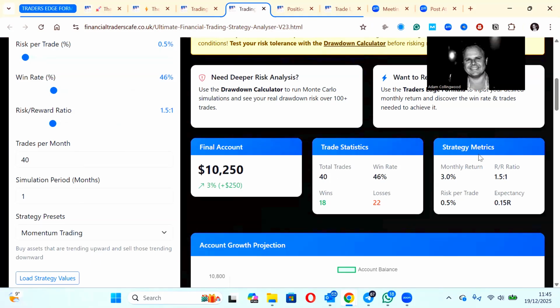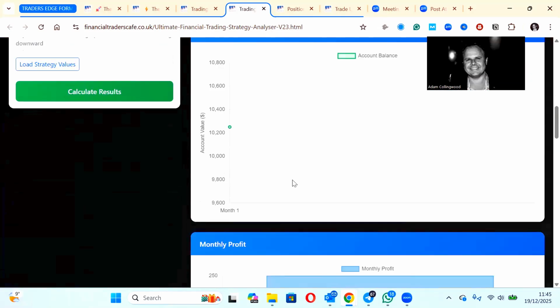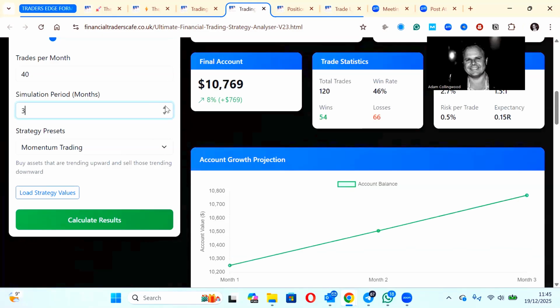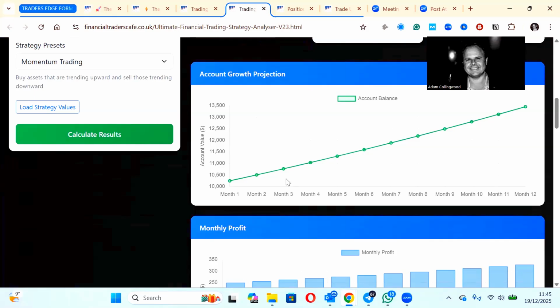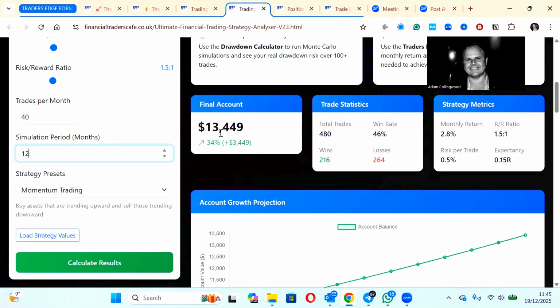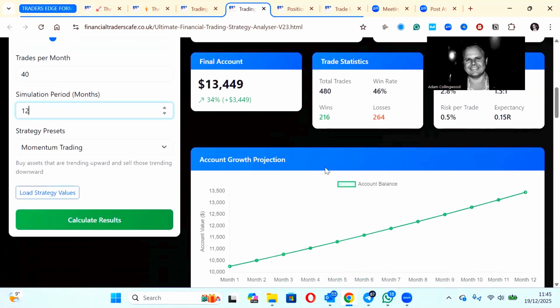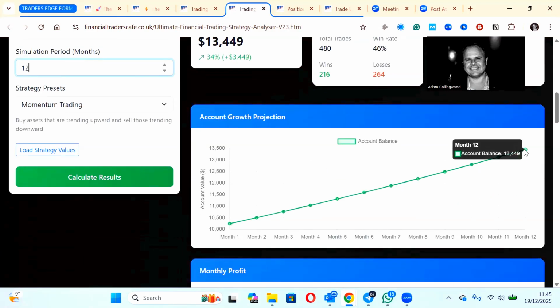Okay, so these are the statistics, strategy metrics, etc. If you wanted to simulate this over, say, a 12-month period or whatever period you want, this will show the account growth. You'd make 34% over 12 months, which would be 3,449. So you'd have made 480 trades. That's 40 trades per month, win rate 46%, 216 wins, 264 losses. But your monthly return would be 2.8. And then as you can see, the compounded return over that point is just up there.